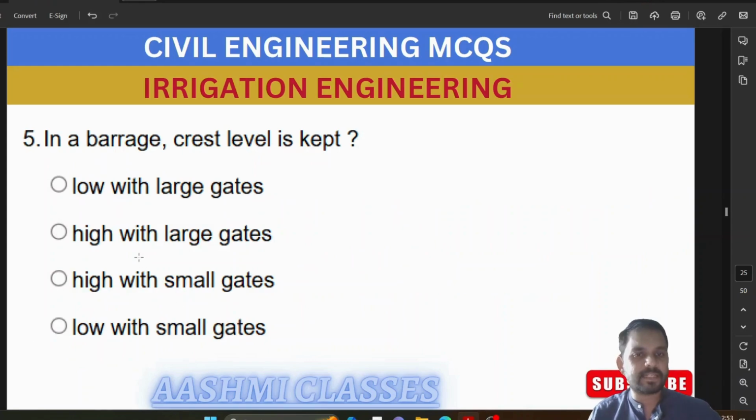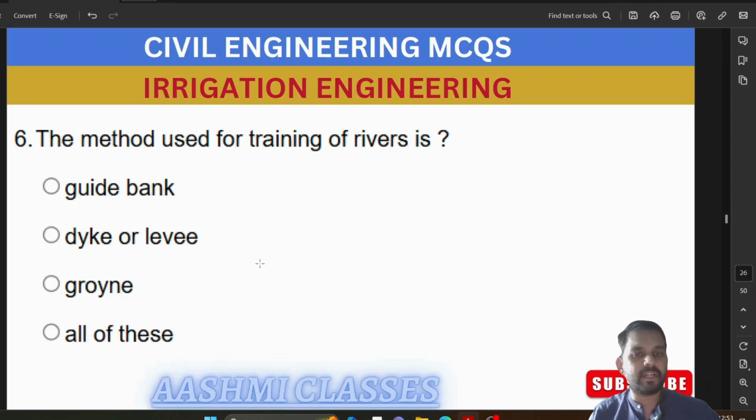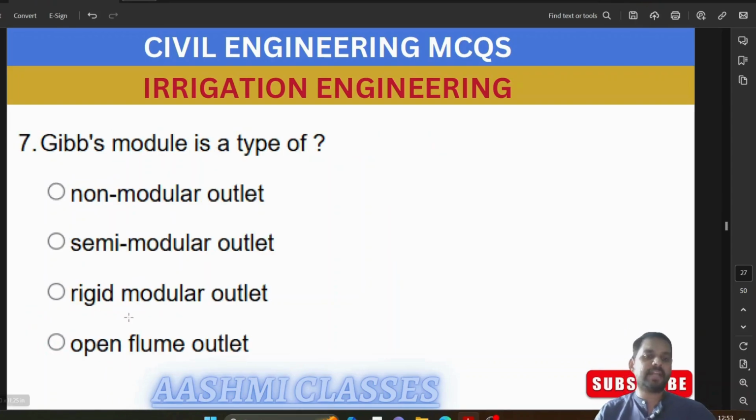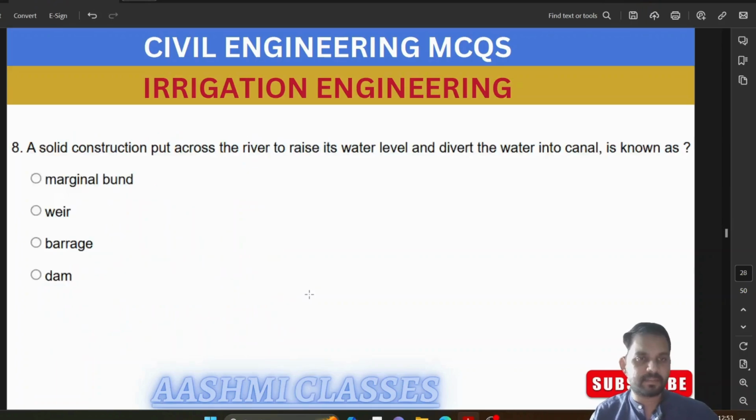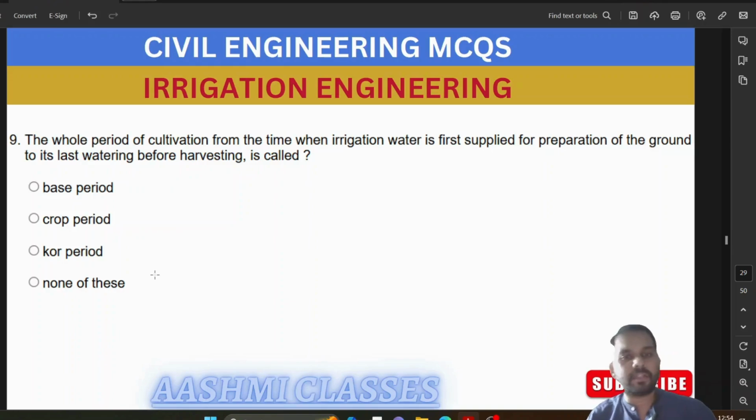In a barrage, crest level is kept low with large gates. The methods used for training of rivers are guide bank, dike or levee, groyne. Correct answer is all of these. Gibbs module is a type of rigid modular outlet. A solid construction put across the river to raise its water level and divert the water into a canal is known as weir. The whole period of cultivation from the time when irrigation water is first applied for preparation of the ground to its last watering before harvesting is called base period.